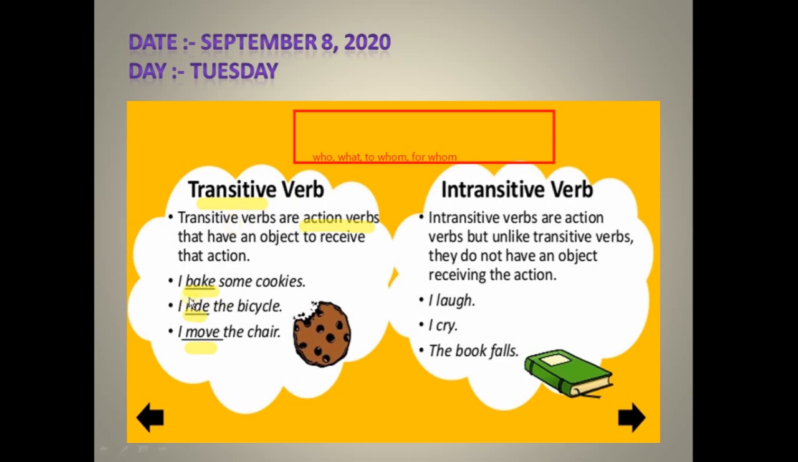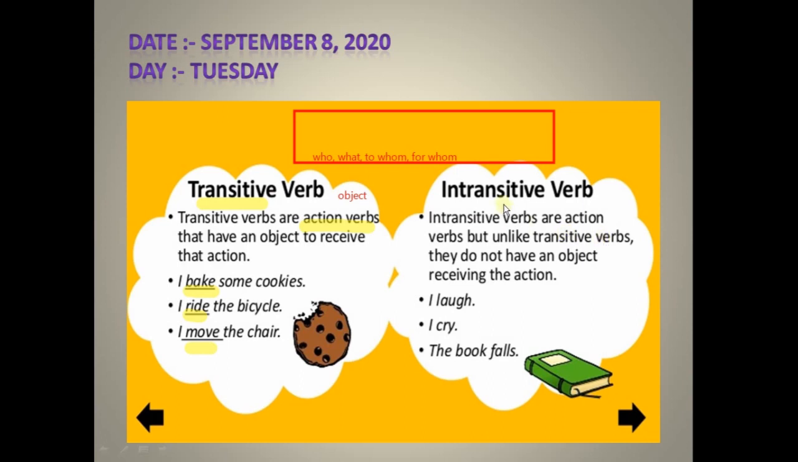Here just see, I bake what? We have got the answer, some cookies. Here, I ride the bicycle. I ride what? A bicycle. Again we have got the object. Next one, I move the chair. I move what? The chair. So I hope you have understood, whenever you get the object, that is a transitive verb. It is very important that for a transitive verb you will always get the object. Keep this in your mind.